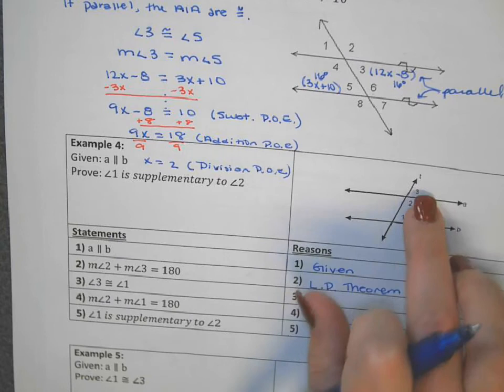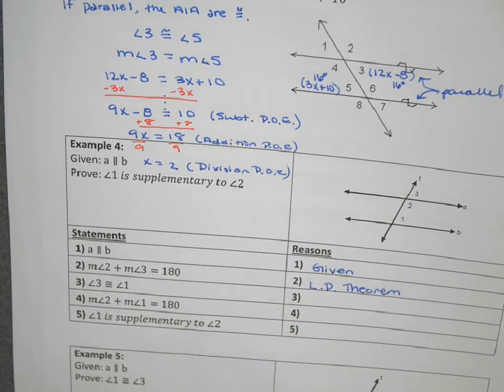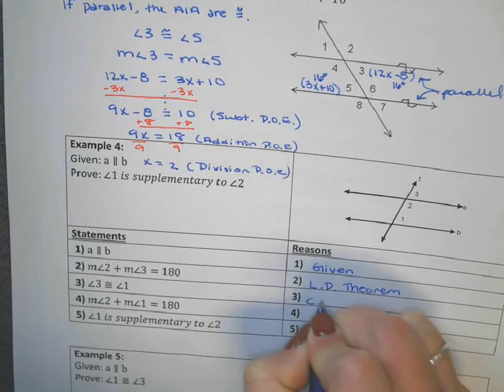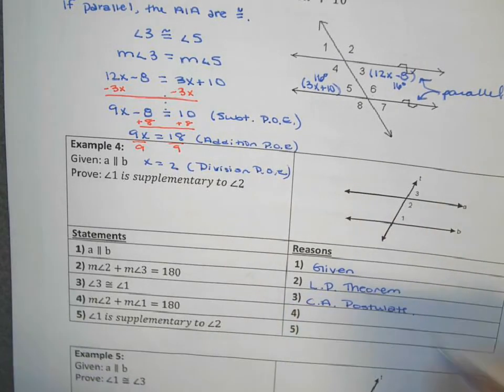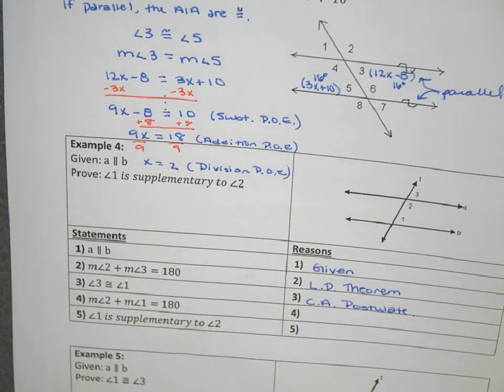Why is angle 3 congruent to angle 1? Remember, we're only allowed to use postulates, theorems we've already proven, or definitions. Go ahead. Corresponding angles postulate. Yes, that is the corresponding angles postulate. You can abbreviate corresponding angles as CA, and I told you that when we're done here, we'll go back and write in those abbreviations because we haven't talked about them yet. Corresponding angles postulate.